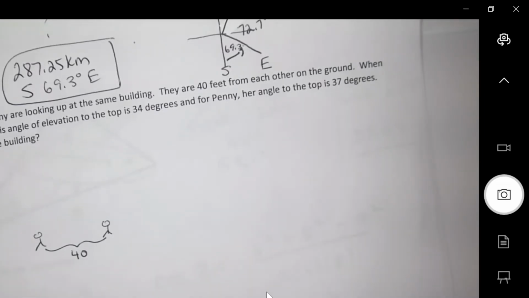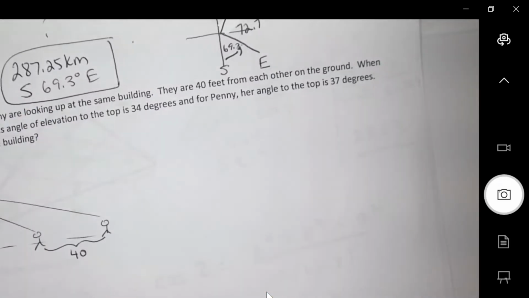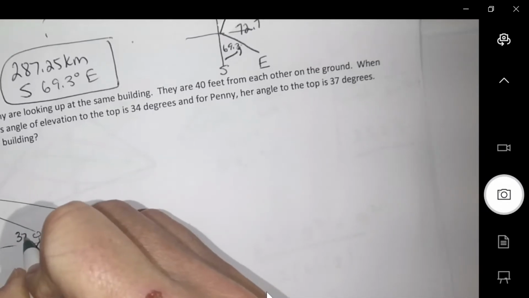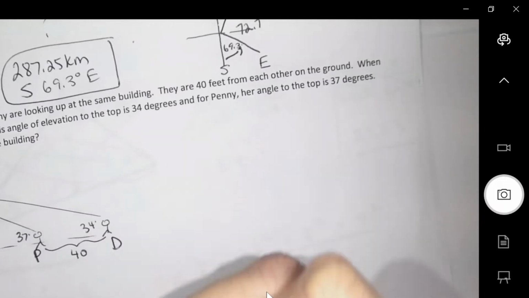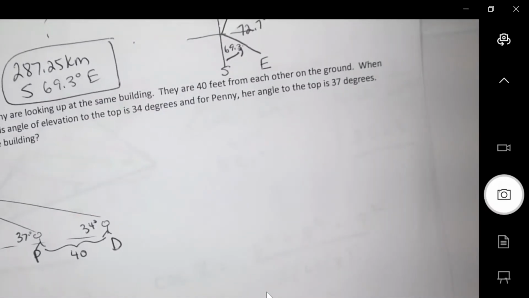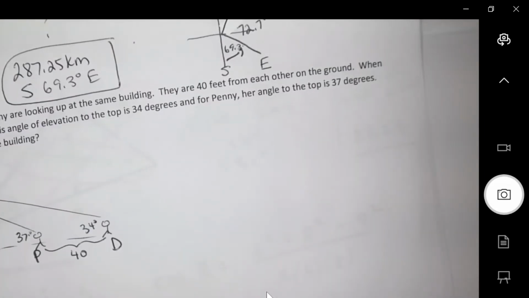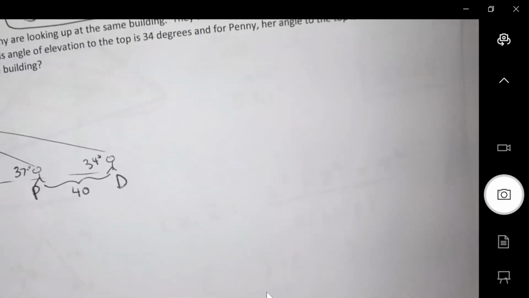So who is where? Who would be closer looking up? Penny is closer, and Dan is further. Okay, and that's the understanding that when you move closer, your head has to tilt higher. That's a steeper angle, right? I'm also going to put a 90-degree angle in the corner with the building.